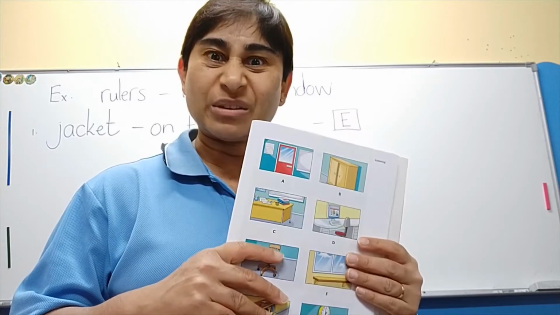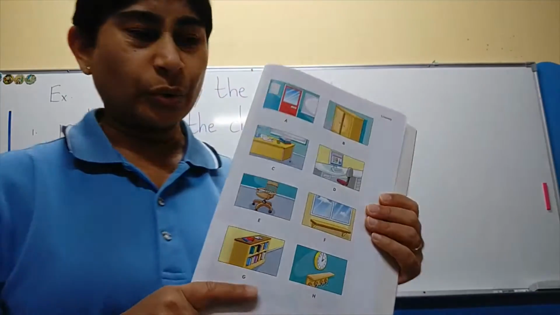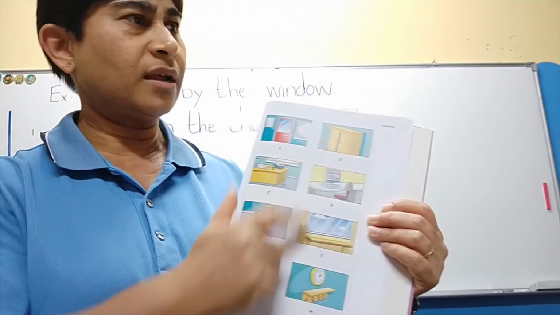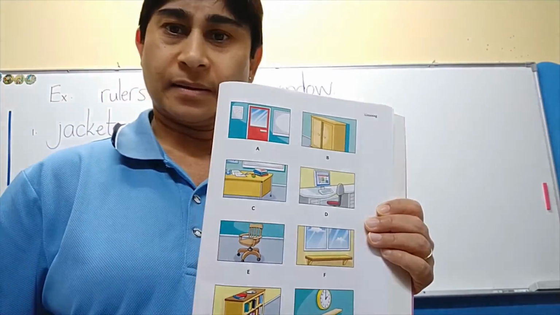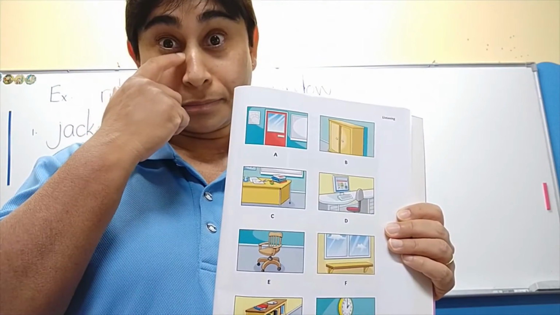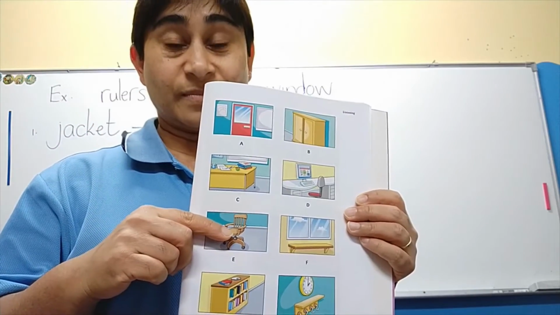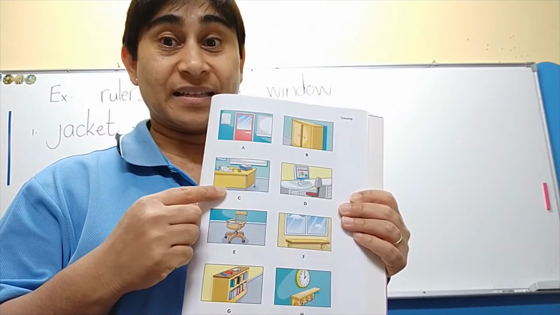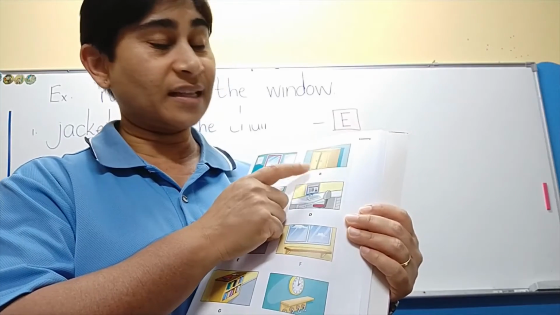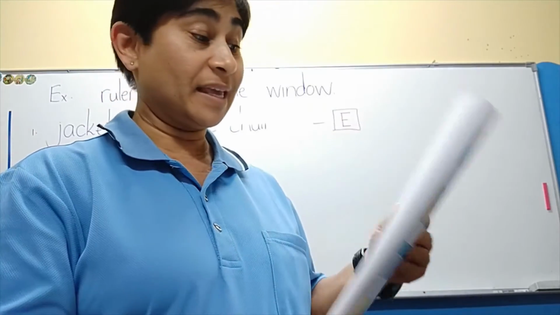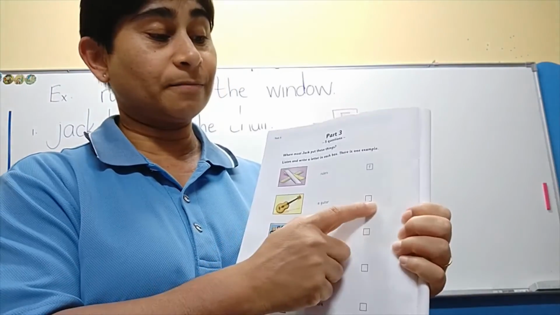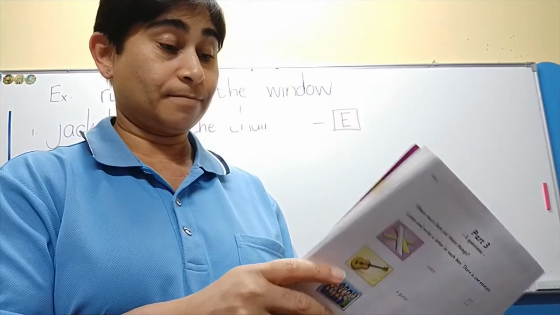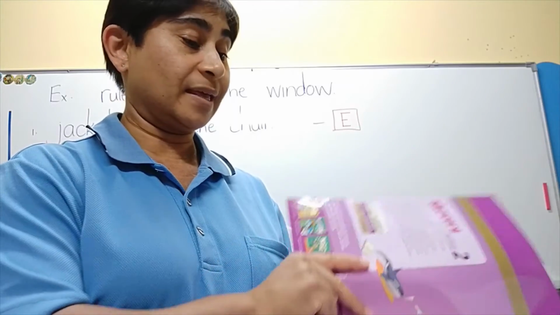Uh-oh. Where do we put the guitar? Should we put the guitar behind the door or in the cupboard? What's your answer? Answer is in the cupboard. Where's the cupboard? There's the cupboard. Answer is B. So where you have guitar, you should have B. Okay? B.